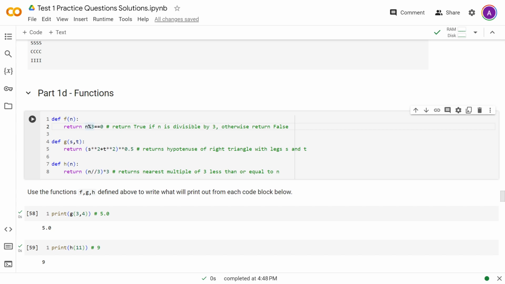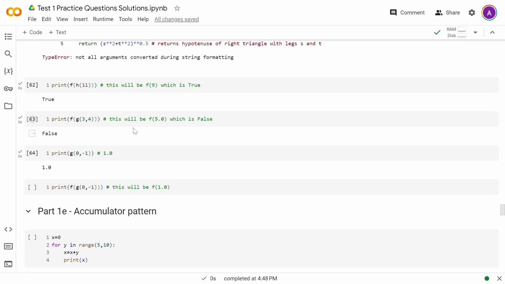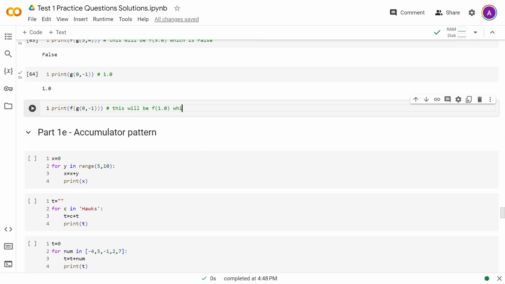But if you didn't remember that, or if you hadn't figured that out, you could just check here. You're going to be doing 1.0 division by 3. What's the remainder of dividing 1 by 3? 3 goes into 1 0 times, so that leaves the entire number of 1 as the remainder. 1 is not equal to 0. So this is going to be false.